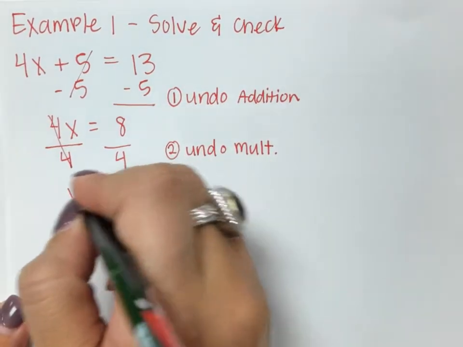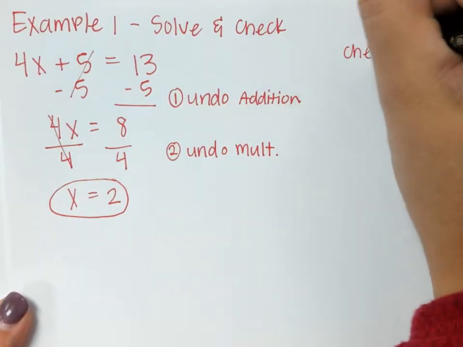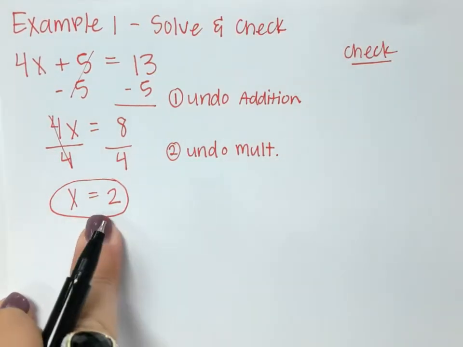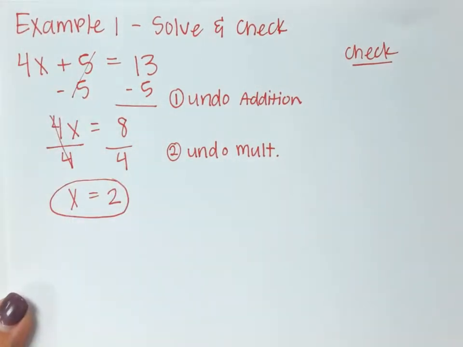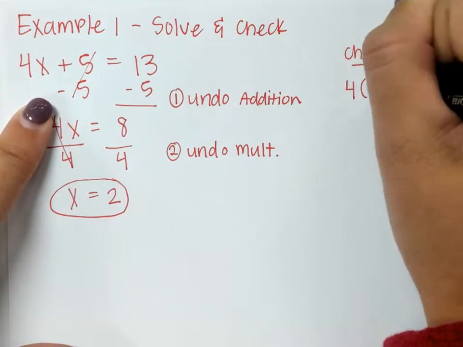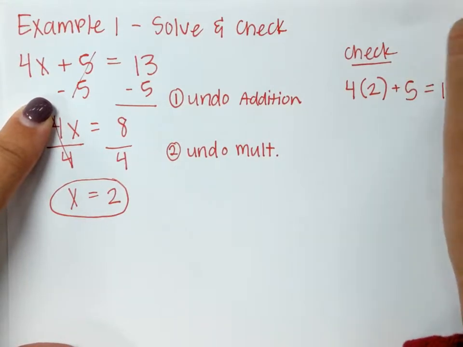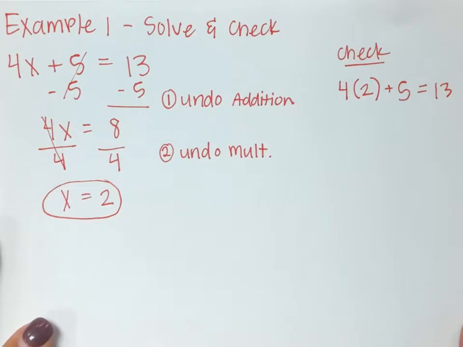So my answer is x equals 2. But am I done? No, you have to check. Gotta check it. So remember, when I'm checking it, that means that I'm just plugging in my answer of x wherever I see x, okay, into my original equation. So that means I have 4 times 2 plus 5 equals 13. And then I want to solve that left-hand side to see if it actually equals 13.